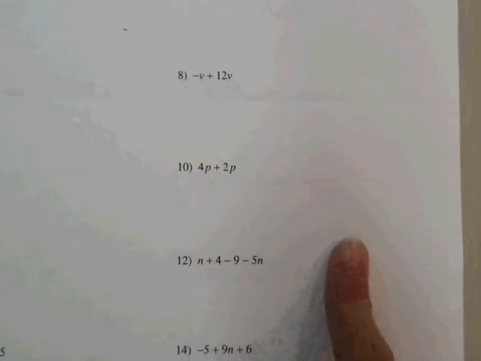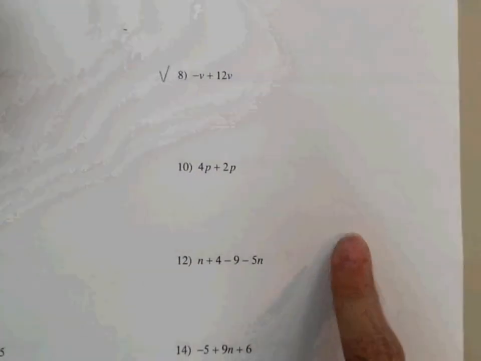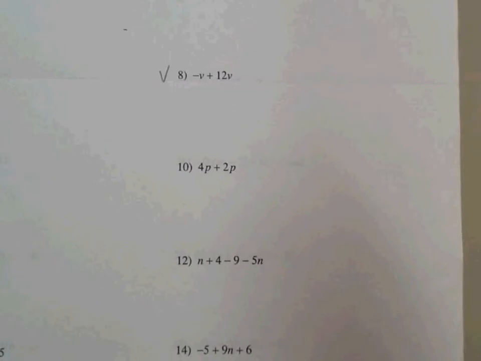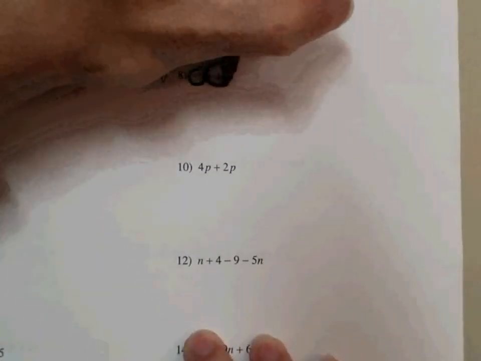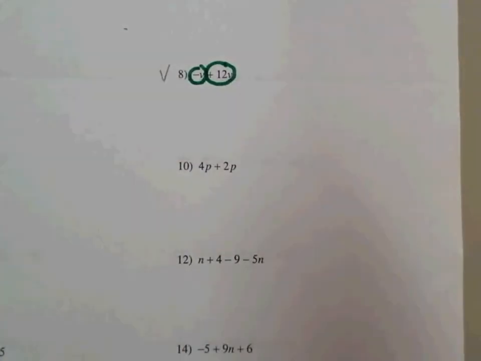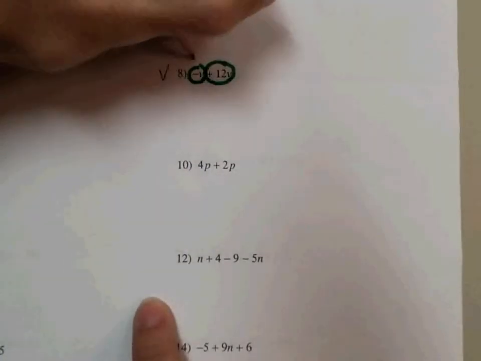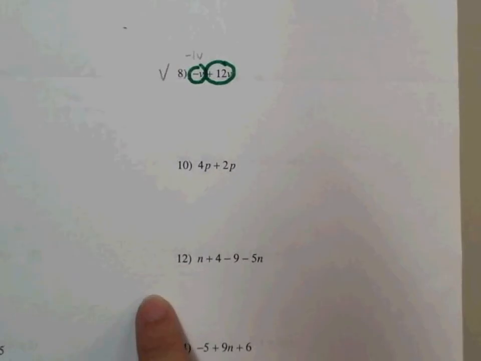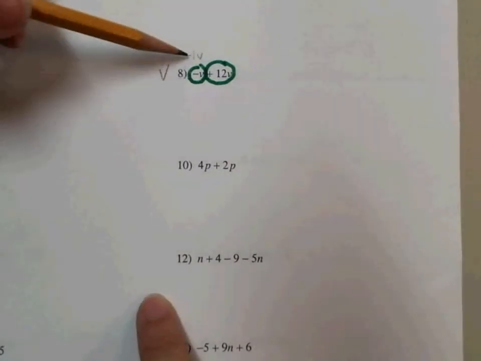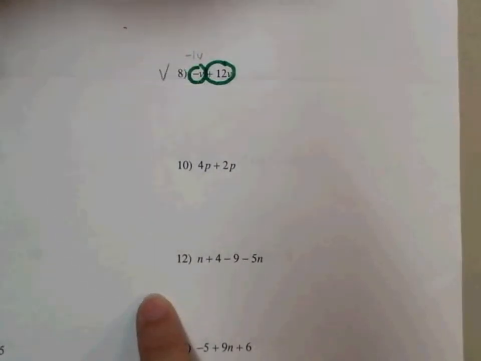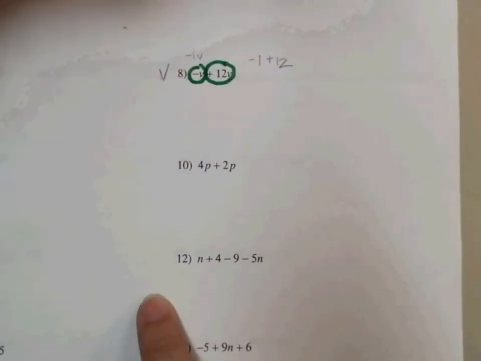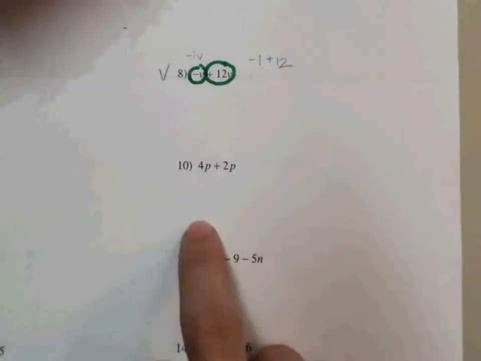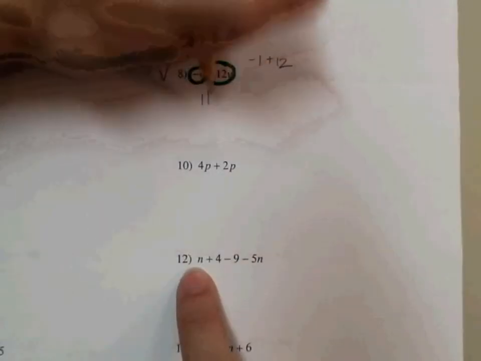Okay, next one we're going to do is number 8. Now I see v's here. I see a negative v and 12 positive v's. Remember that that negative v is like a negative 1. So if I combine those, I'm combining one negative v with 12 positive v's. If you want to put in your calculator negative 1 plus 12, you'll find that you have 11.